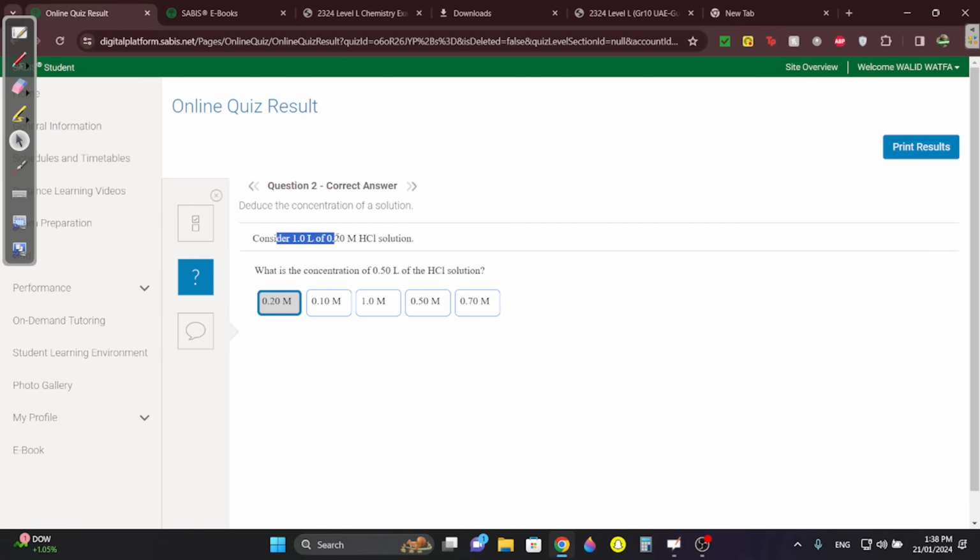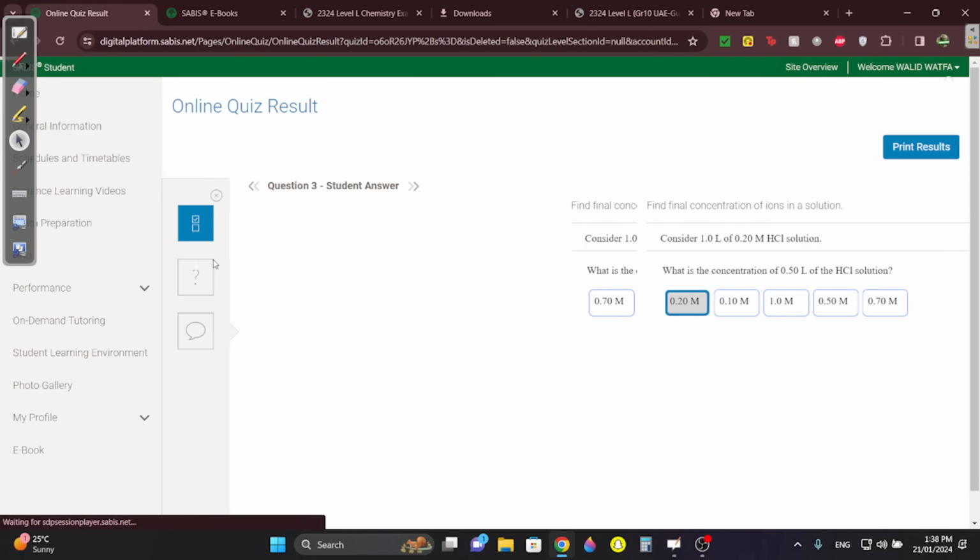So if you take this 1 liter of HCl and pour it into 0.5 liters, it's still going to be the same exact concentration. But if they say you added water, then the concentration will change. But it's the same solution, and you're just pouring it into another cup, or taking a certain part of the volume from that solution, then it's still going to have the same concentration.